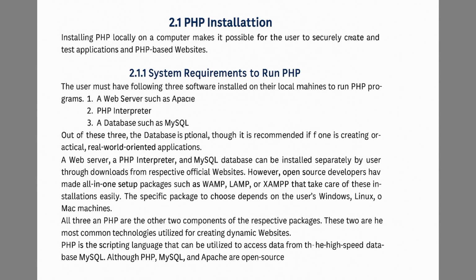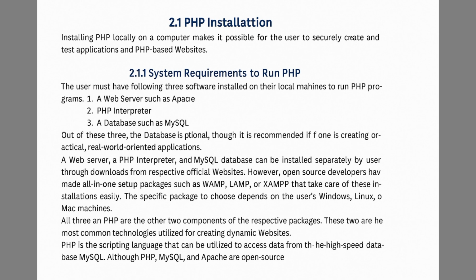To run PHP, your computer must have three main software components installed. The first is a web server, such as Apache, which acts as a platform for hosting and executing PHP code. The second is the PHP interpreter, which is responsible for processing the PHP scripts and generating the output that is displayed in the browser. The third is a database, commonly MySQL, which is used to store and manage data for dynamic websites. Although the database is optional, it becomes essential when you are developing practical, real-world applications that require data handling.